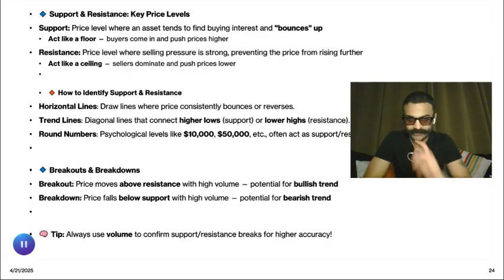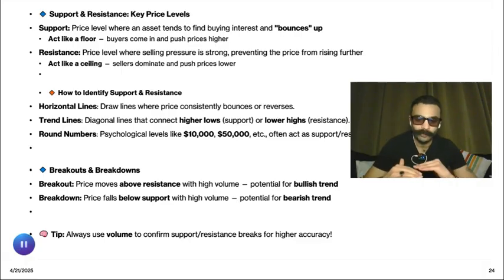Support and resistance, key price levels. Support is the price level where an asset tends to find buying interest and bounces up. It acts like a floor, where buyers come in and push prices higher. So for example, let's say BTC is currently around 87, and that's the support. Resistance is how low it can go, that will be its resistance. It will resist.